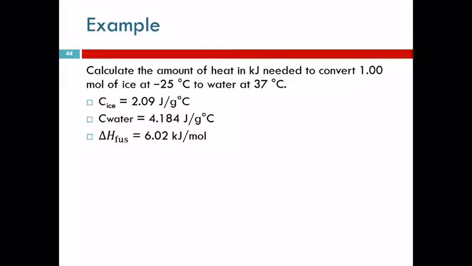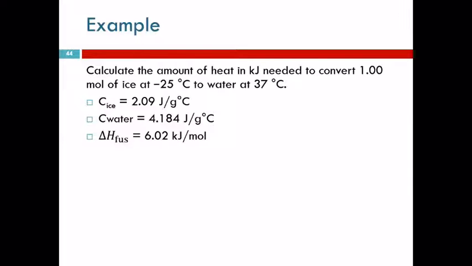Calculate the amount of heat in kilojoules needed to convert 1.00 moles of ice at minus 25 degrees Celsius to water at 37 degrees Celsius. So we've got, well, actually there's three things happening here. We have ice warming up to the melting point, we have ice melting into a liquid, and then we have liquid warming up.